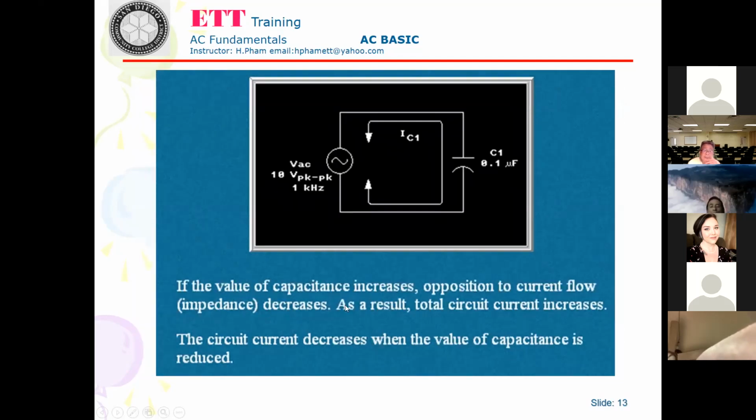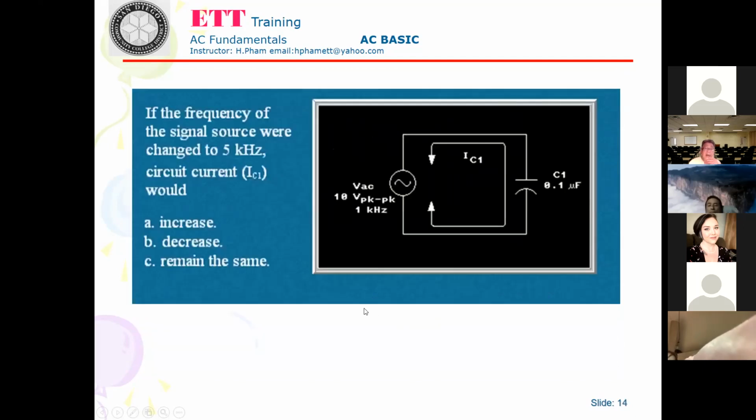Okay, if the value of capacitance increases, opposition to the current flow decreases. As a result, total circuit current will be increased. The circuit current decreases when the value of capacitance is reduced. Now, if the frequency of the signal source is changed from 5 kilohertz, circuit current could increase, decrease, or remain the same.